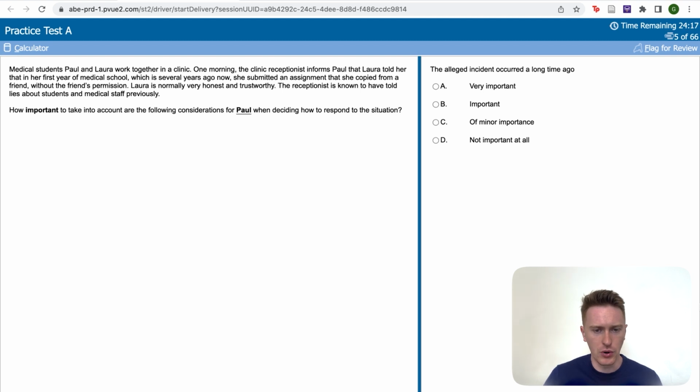Okay, medical students Paul and Laura work together. One time the clinic receptionist informs Paul that Laura told her that in first year she submitted an assignment that she copied from a friend without the friend's permission. Laura is normally very honest. The receptionist is known to have told lies about students and medical staff previously. Now, I don't know why Laura would just randomly volunteer the fact that she copied an assignment from years ago. Nonetheless, she may have done, and that's what we need to really be weighing up.